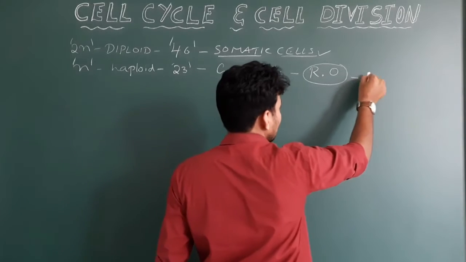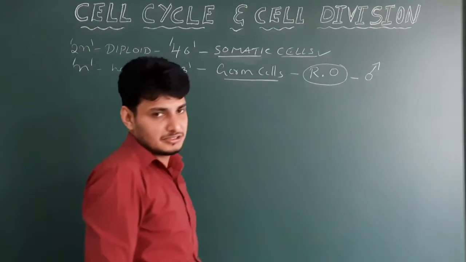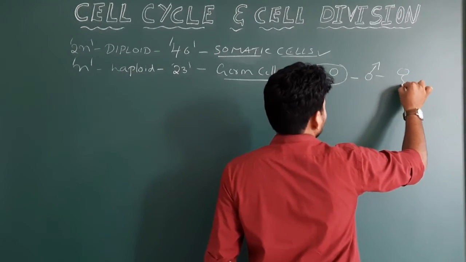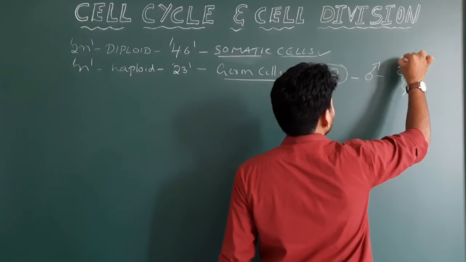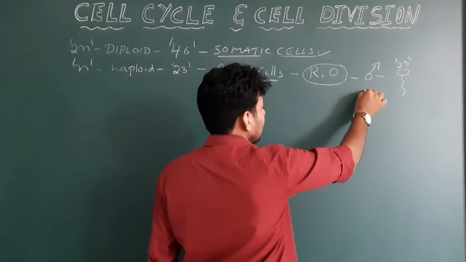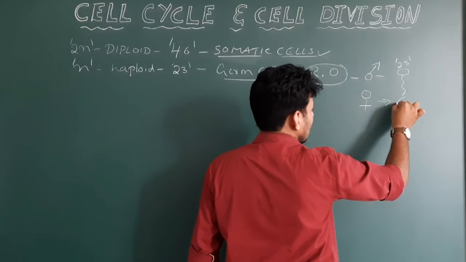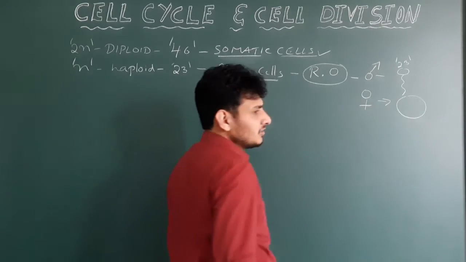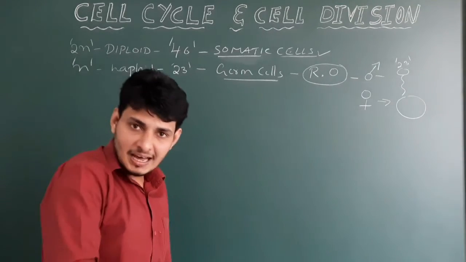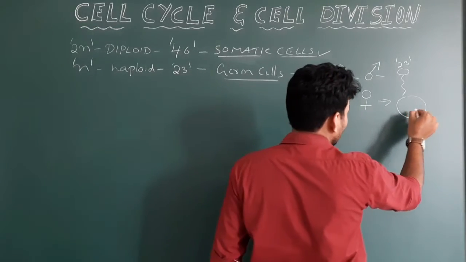In the case of male, let me write the symbol of male in biology, which is written like this. Male produces a tiny cell which contains only 23 chromosomes, called sperm. In the case of female, the symbol is like this, she produces a huge, big cell, the largest cell in human beings. That is called the ovum. It is the largest but haploid, not diploid. So it is a type of germ cell called ovum.